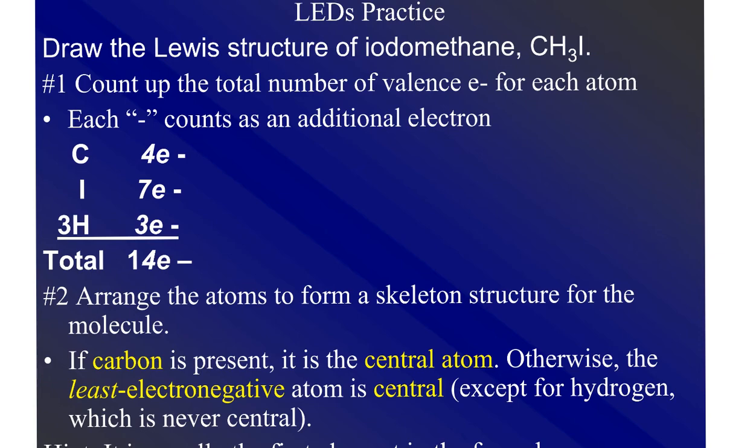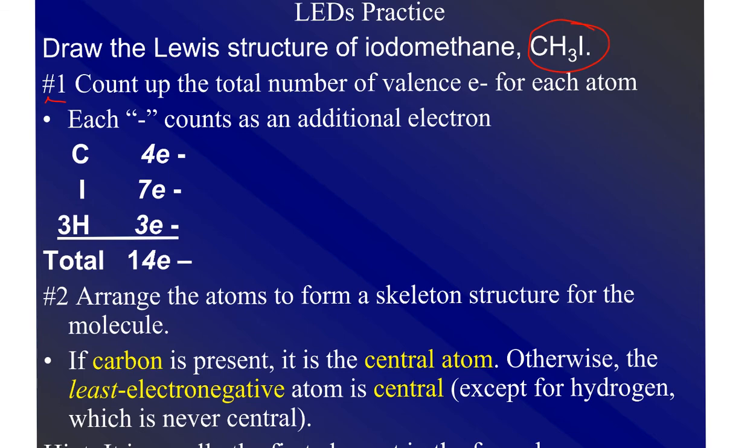Okay, so LED practice. How do you do these? Okay, so this is where you need to pay close attention. We're going to try this tomorrow. First of all, here's our compound, CH3I. Rule number 1 states: count up the total number of valence electrons for each atom. Now this is how many they currently have.